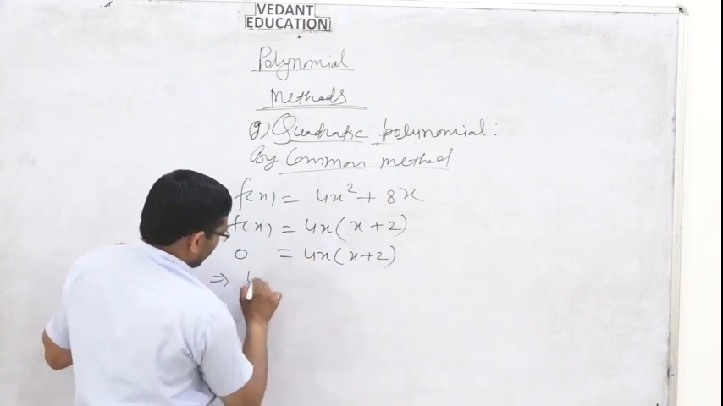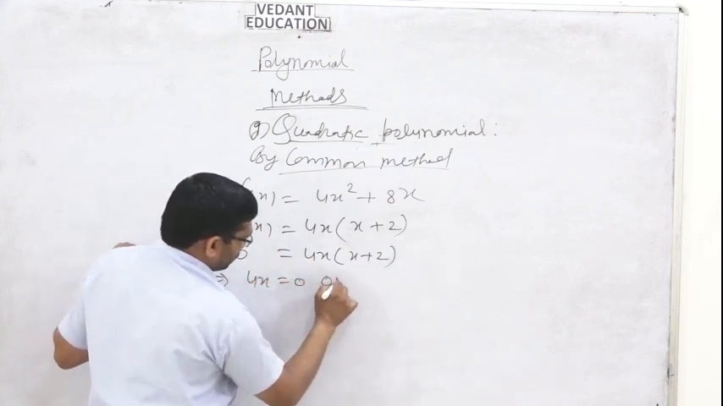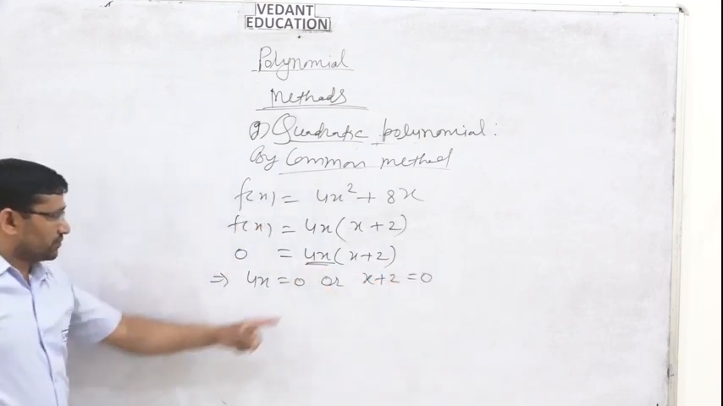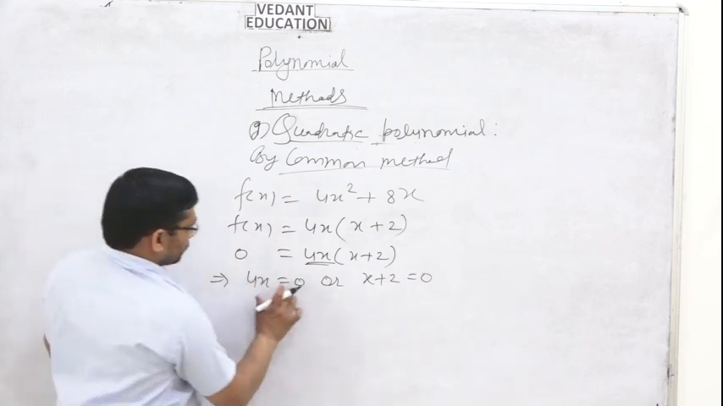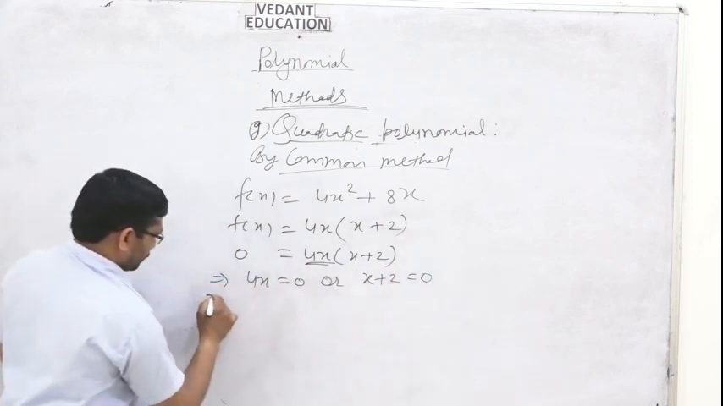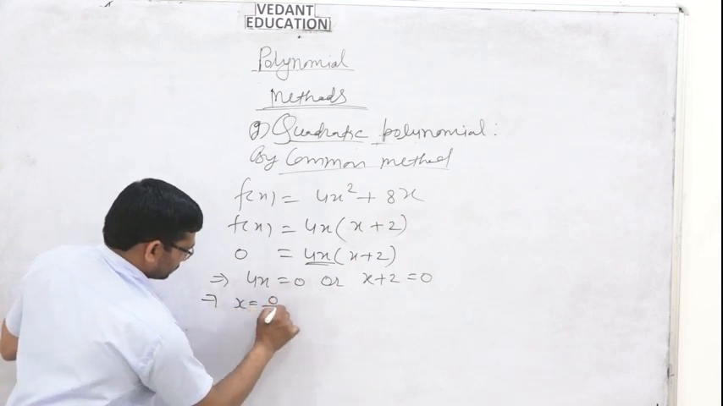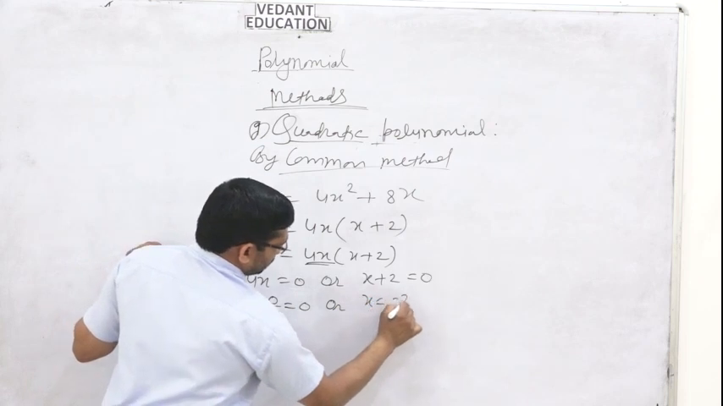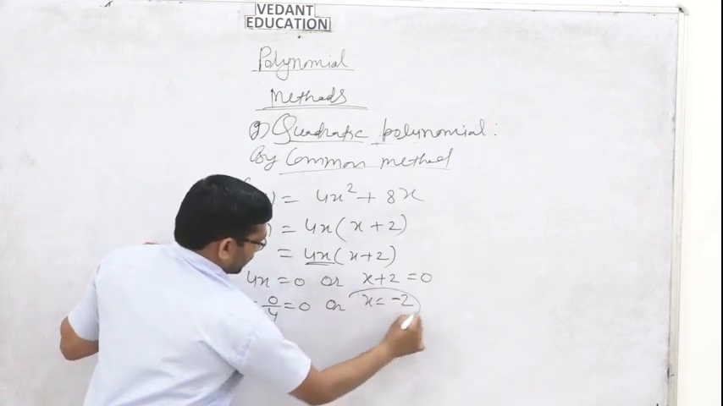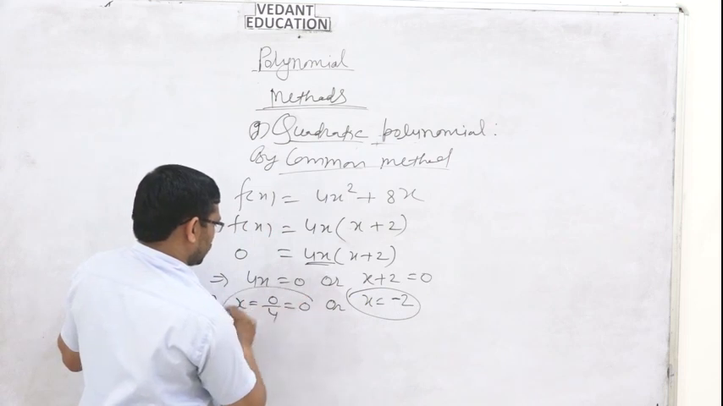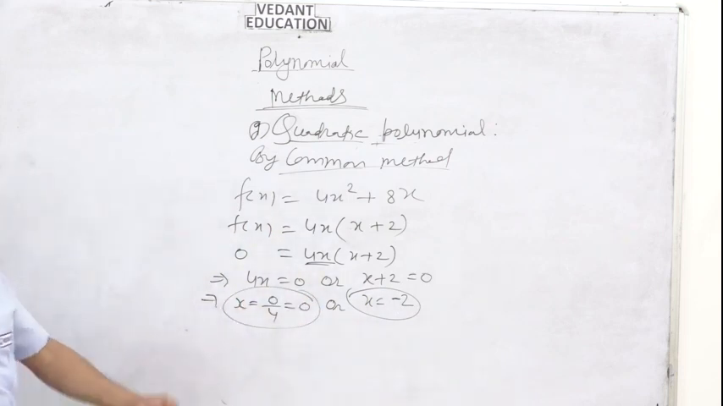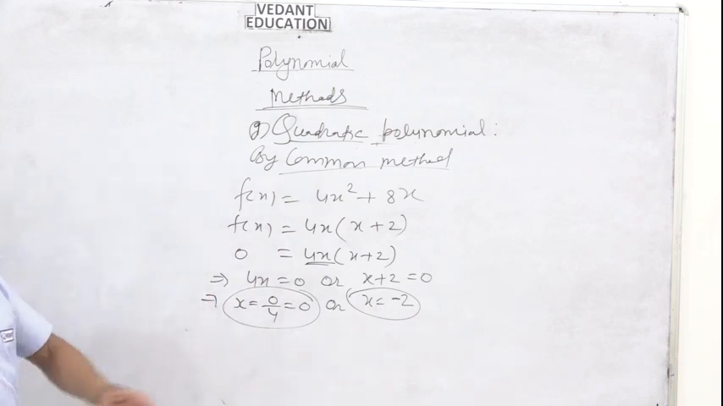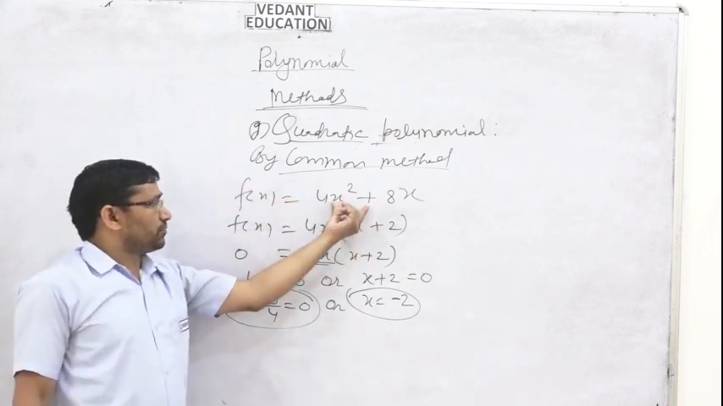That is, 4x is equal to 0 or x plus 2 is equal to 0. We get x is equal to 0 by 4, which is 0, and x is equal to minus 2. So x is equal to 0 and x is equal to minus 2 are the zeros of this polynomial.